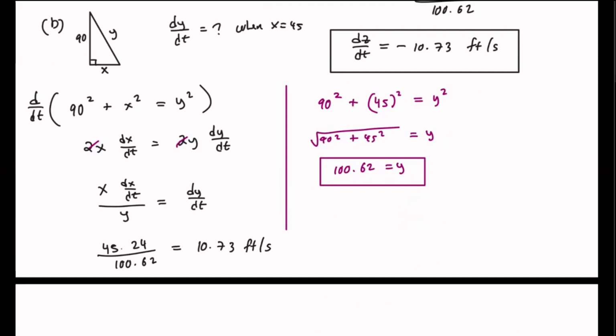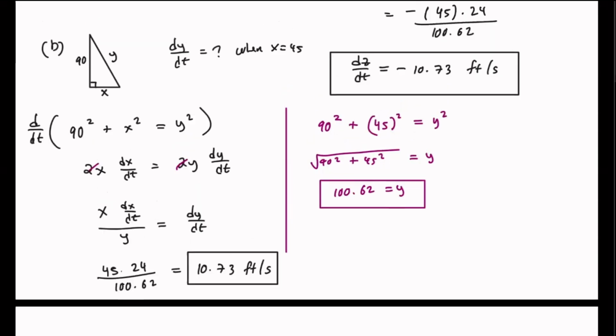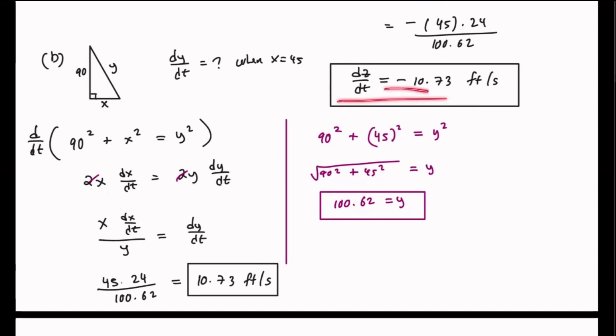10.73 feet per second. Again, because of the symmetry of the problem, it's the same value as part A, except that there it's negative because the distance is decreasing. Here it's increasing, so it's a positive number. All right, I hope that makes sense.